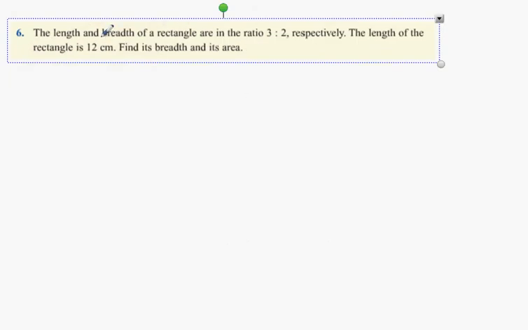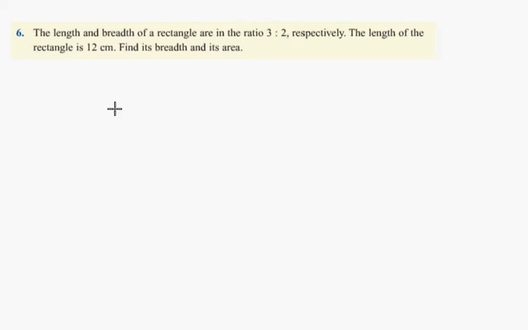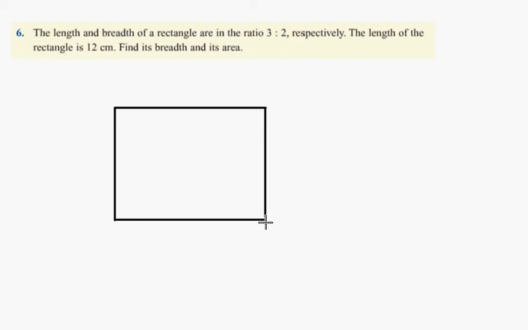Next one. The length and breadth of a rectangle are in the ratio 3:2 respectively. The length of the rectangle is 12. Find its breadth and its area. Okay, now any suggestions on what you could do here after you draw the rectangle? What could you do? Any ideas, guys? Can anybody give me an example of two lengths that would be in the ratio 3:2? Give me an example of a length and a width that are in that ratio.